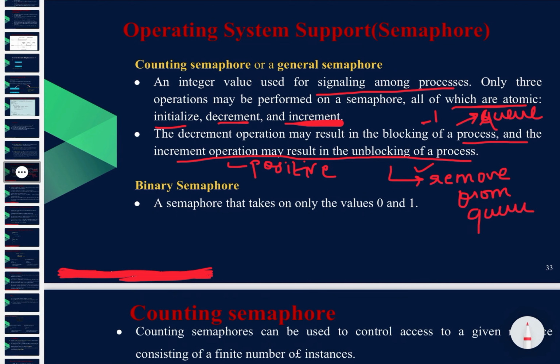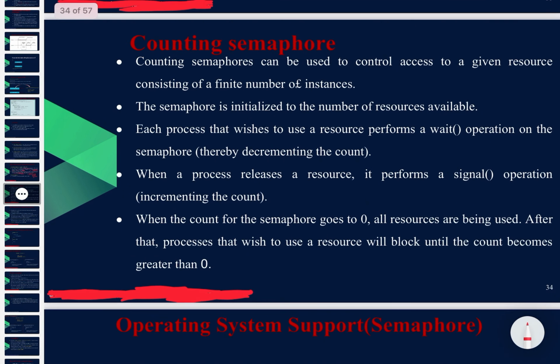Binary semaphore: a semaphore that takes values 0 and 1. So what is a decrement operation? A decrement operation will put the process inside the queue and an increment operation will remove the process from the queue.